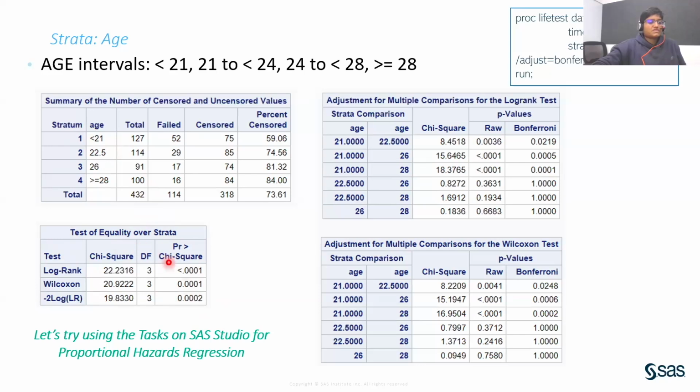In case the test of equality over the strata has failed, like in this case, then you will want to consider them as non-proportional hazards. And when you consider them as non-proportional hazards, you would have to do certain adjustments in your PHREG model in order to adapt to those non-proportional hazards.